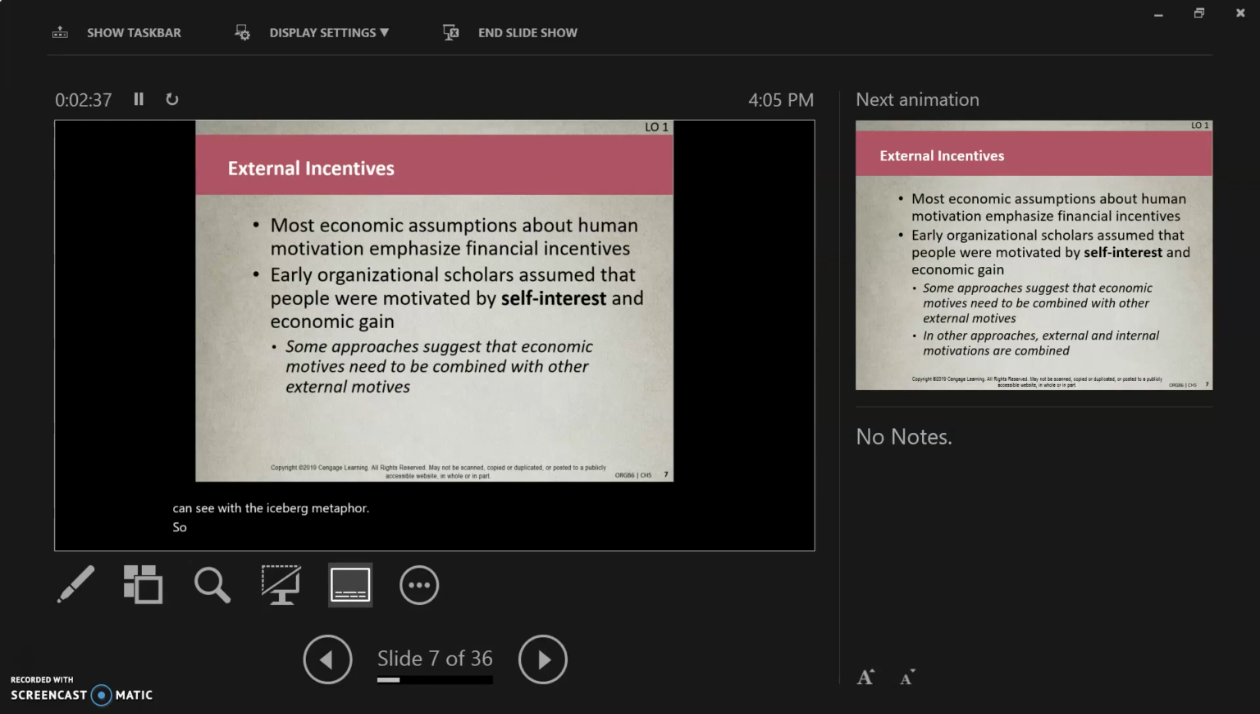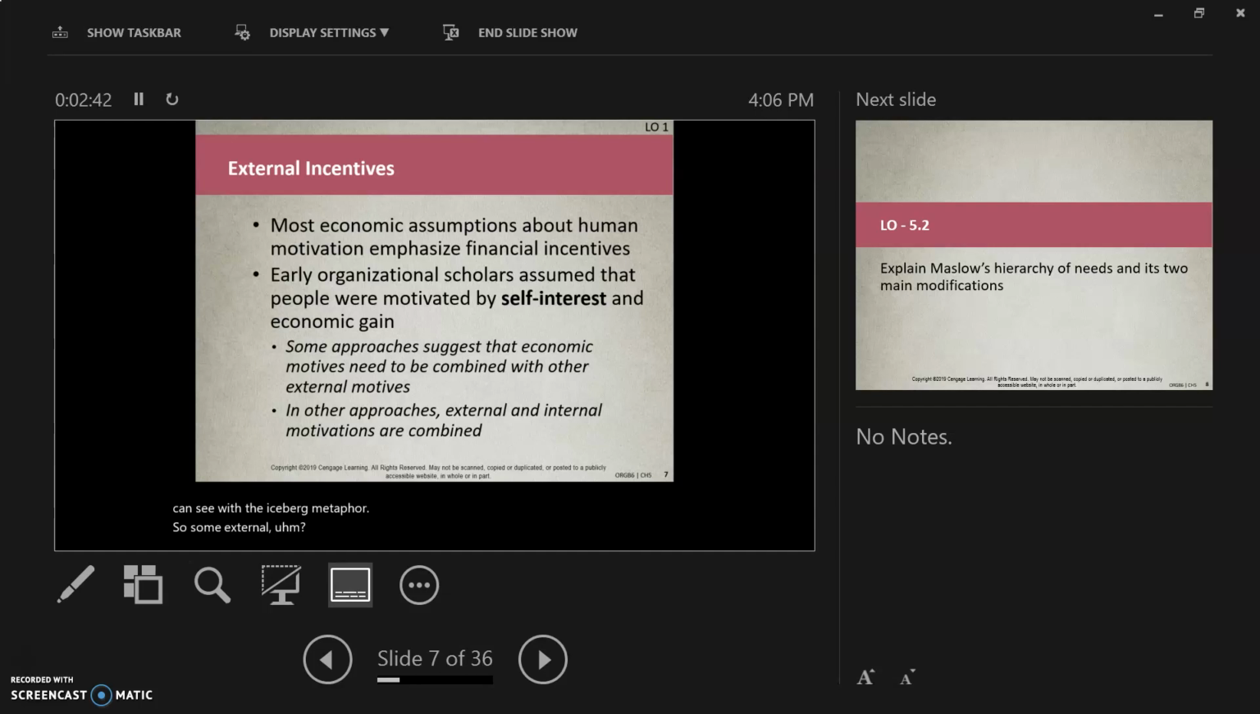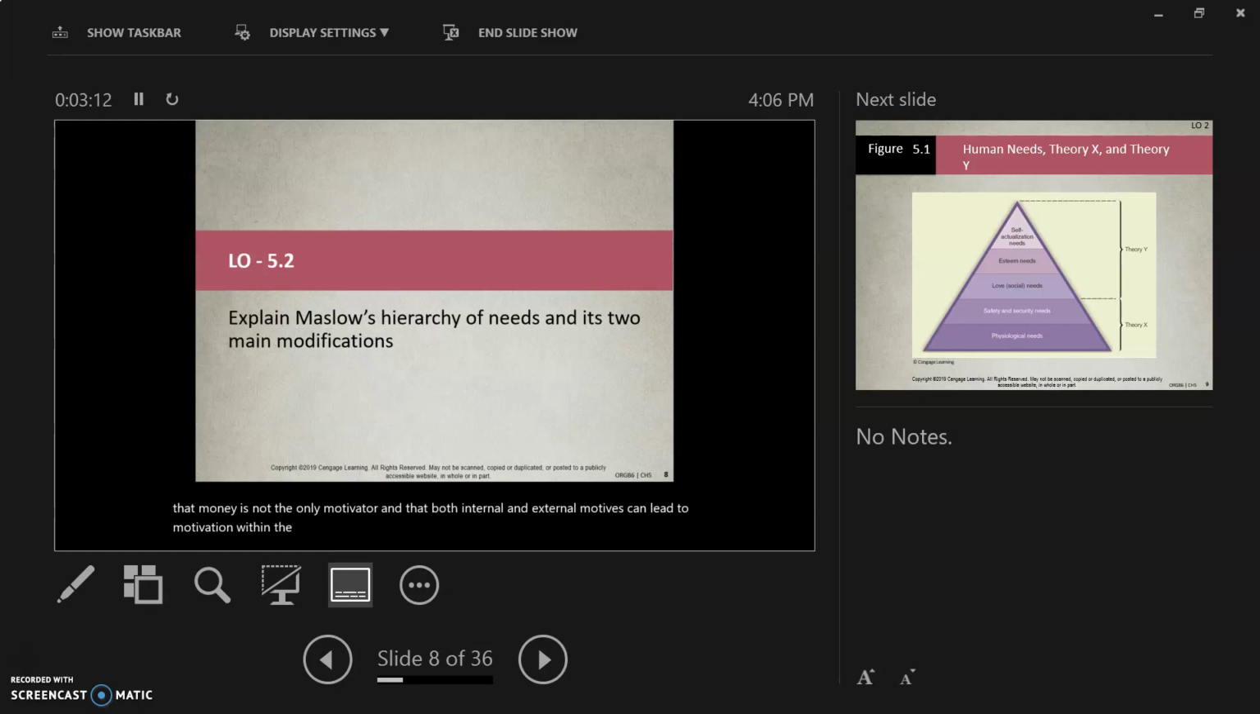So some external incentives. Most of the time when we think of incentives or motivation in the workplace, we think about money, right? Early organizational scholars assumed that people were motivated by their own self-interest in economic gain, or money. However, and I think we all know this and have seen this, especially in a post-COVID world, money is not the only motivator, and both internal and external motives can lead to motivation within the workplace.